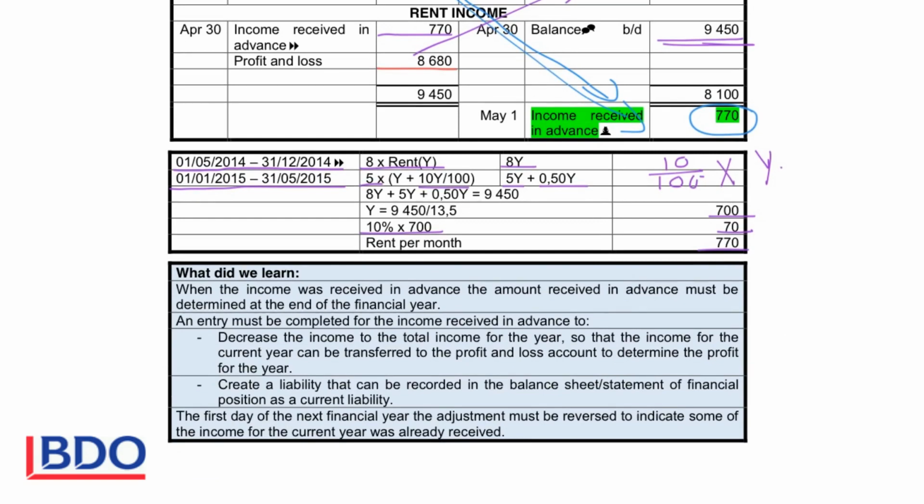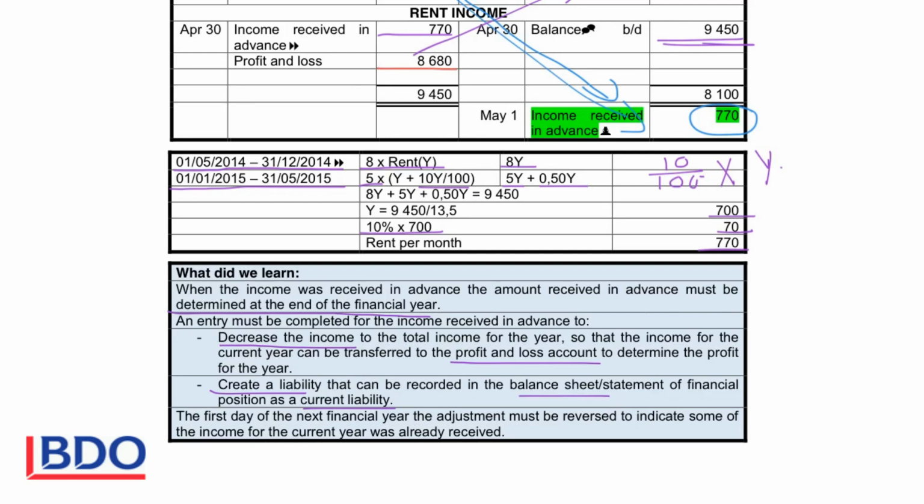That when income was received in advance, the amount received in advance must be determined at the end of the year. So you will have to go and calculate what is the amount received in advance. Then an entry must be completed to decrease the income so that only the income that is due for the current year must be shown in the profit and loss account. We will create a liability for the amount that was received in advance for the next year so that it can be recorded in the balance sheet as a current liability.